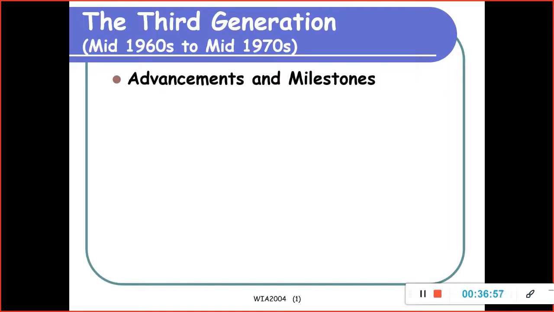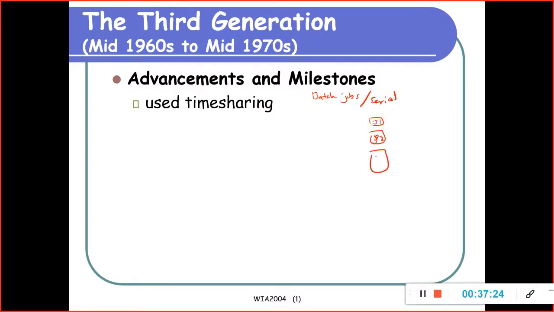The third generation computers are the base for the modern PCs. Last time it used batch jobs, or we call it serial if you want. So you have job one, job two, job three. You have to wait until job one finishes, then you can execute job two and job three and so on. This is a serial of batch jobs based on the batch system.